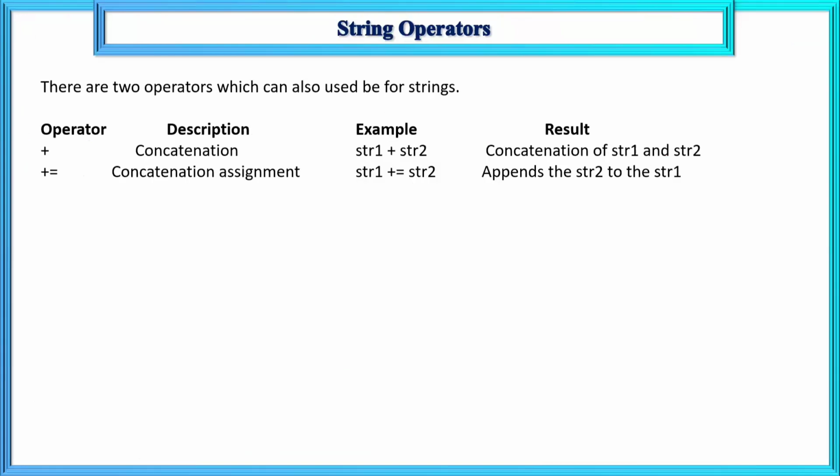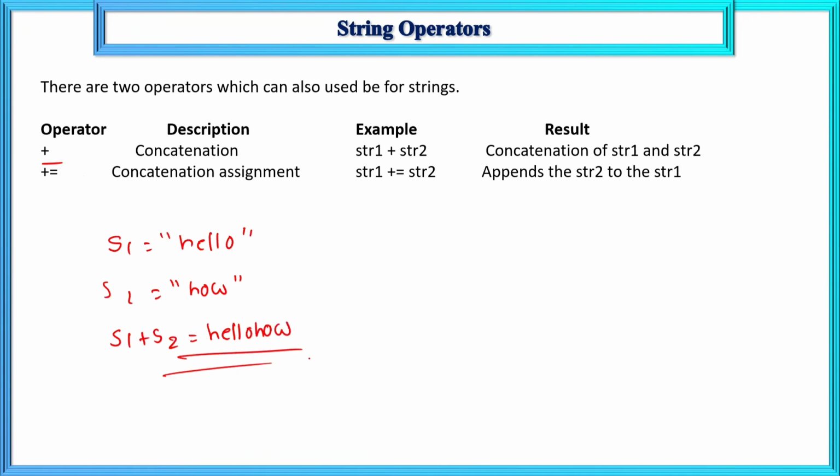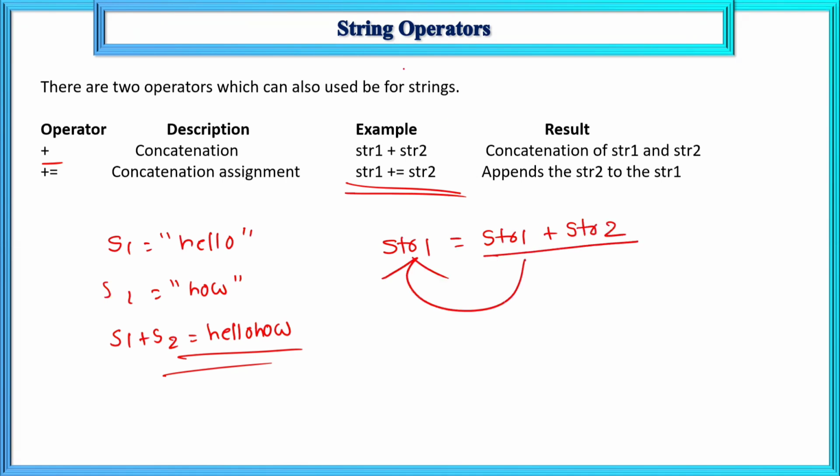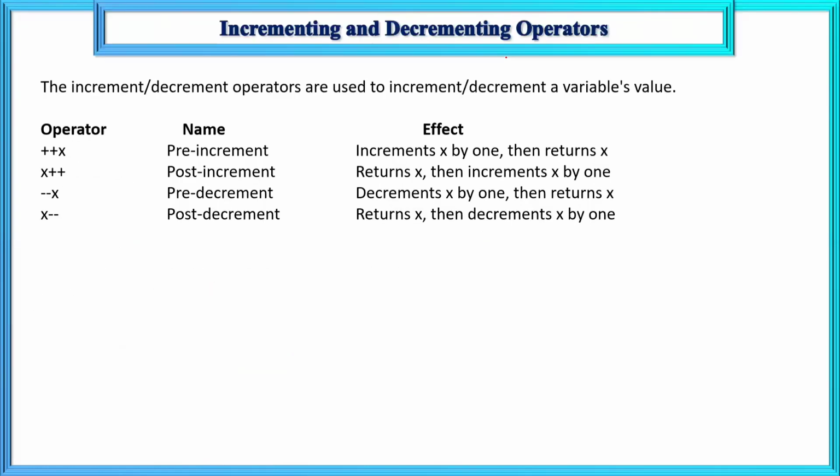Now, anyway, the string operator is used for concatenation. Suppose S1 is equal to hello, S2 is equal to how. What is S1 plus S2? Simply hello how. The two strings are concatenated. After concatenation, if you want, you can assign. What is the meaning of str1 is equal to str1 plus str2? Concatenate the two strings and assign it to str1. This is the string operator.